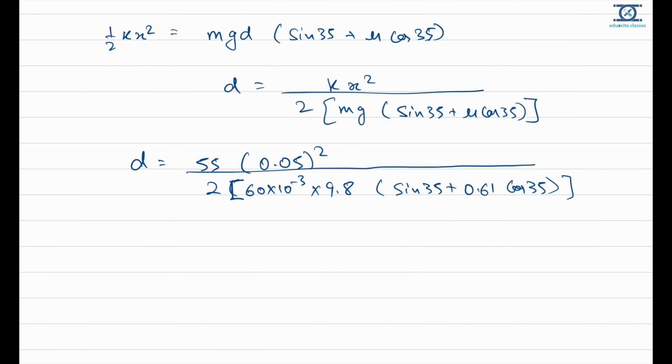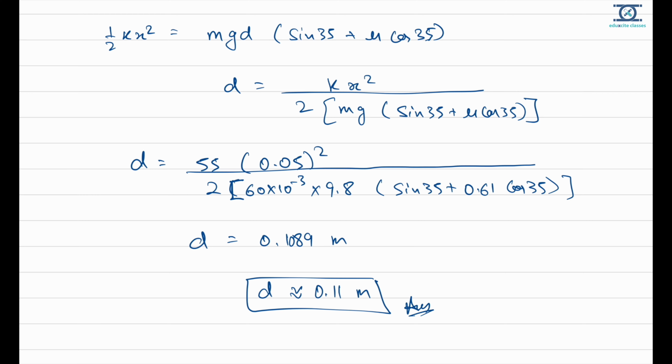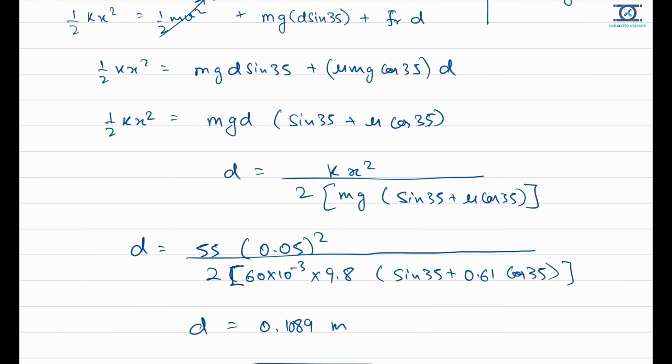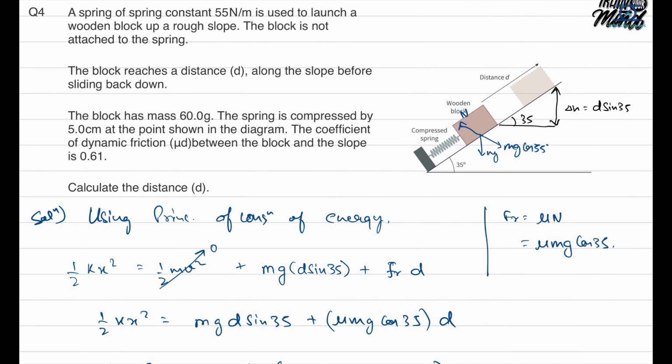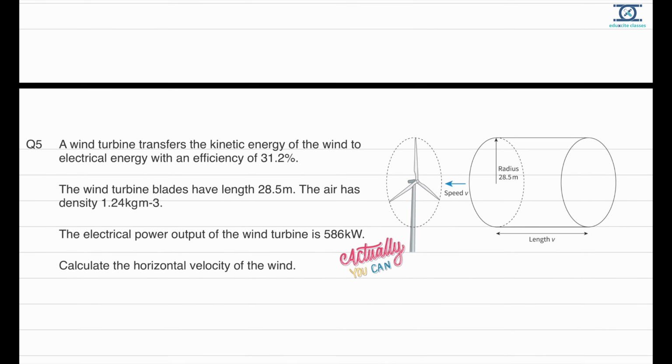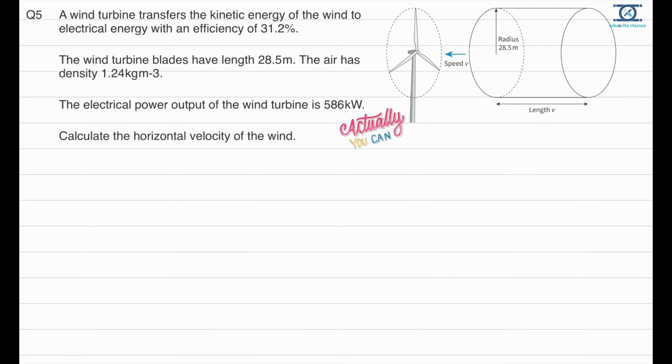Now if you solve this in your calculator, you will get something around 0.1089 meter, or in 2SF 0.11 meter. So this will be your answer for question number 4. I hope it is quite understood. If you have any doubt, just let me know. Okay, now pause the video for question number 5 and solve.